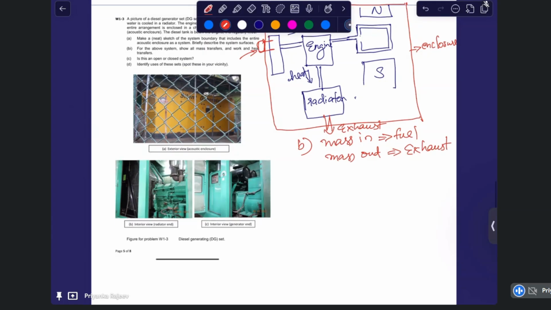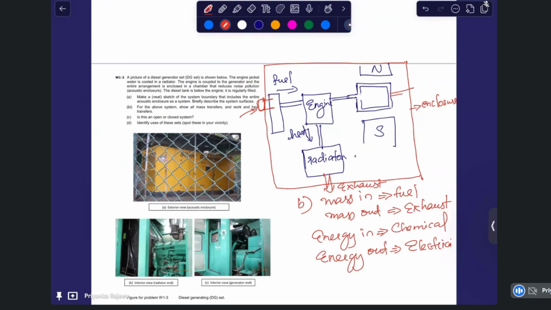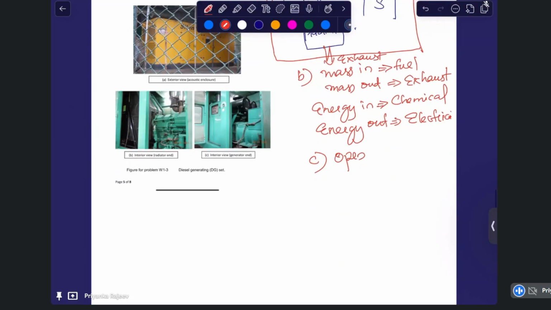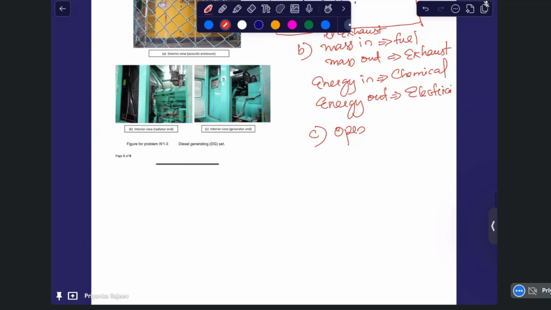Then energy. Energy in here is chemical energy. And energy out is mechanical, sorry, electrical energy. From the generator, what is happening? Current collectors are there, so electricity will be produced. Is this an open or closed system? It is definitely an open system because mass flow is there, energy flow is there. So open system.